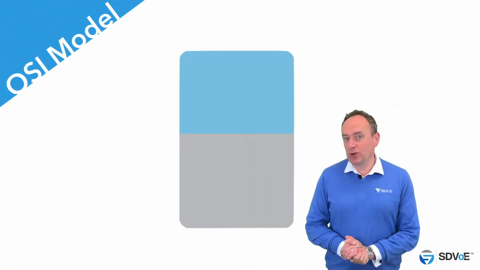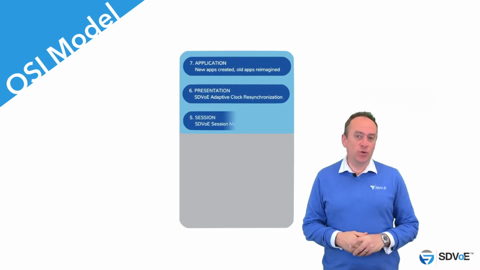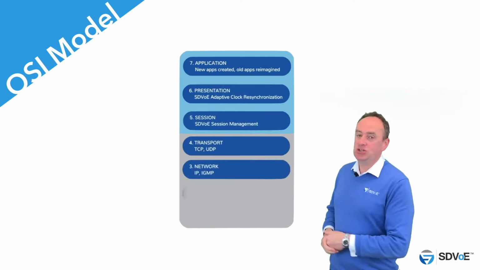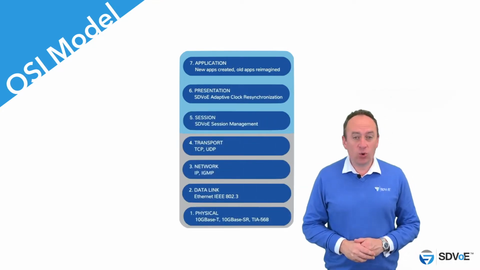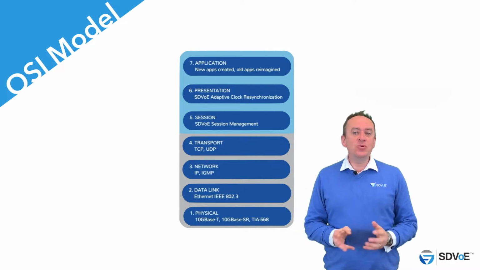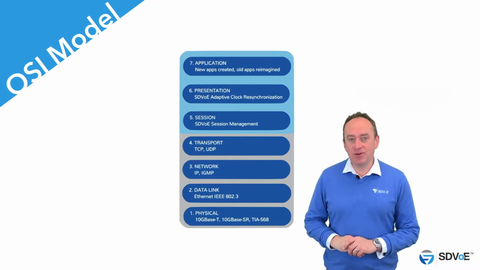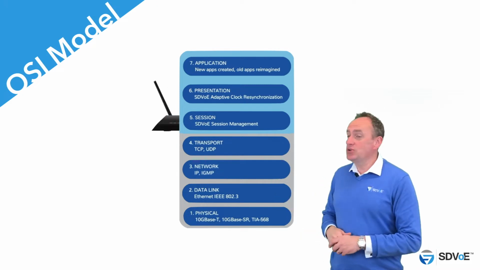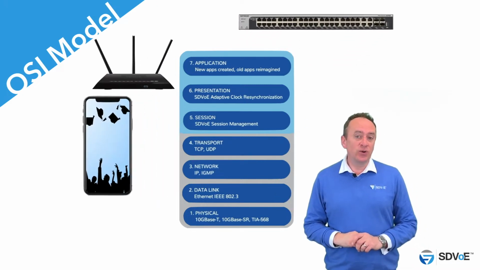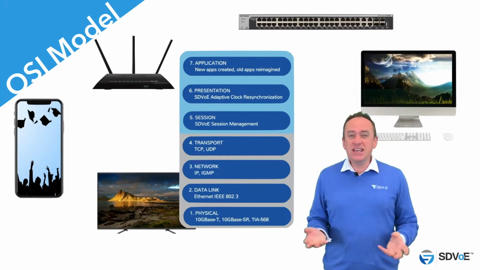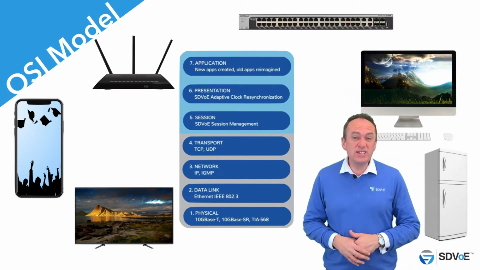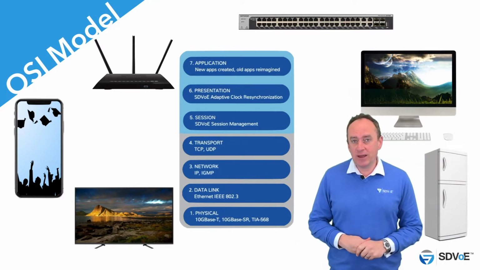The OSI model is a theoretical structure which forms the basis of communication for all network devices or hosts. Network hosts are pretty much everywhere, from your router to your network switch, your phone to your computer, your TV, or even your fridge freezer. There's just no getting away from them.